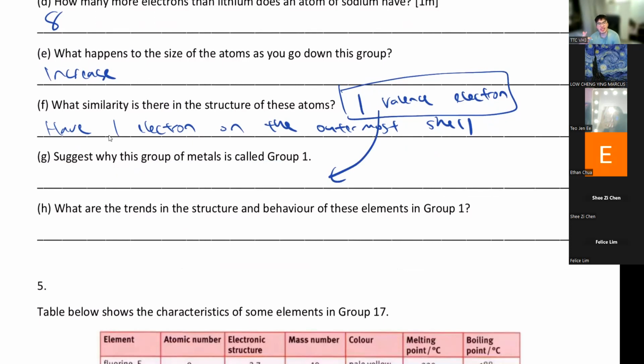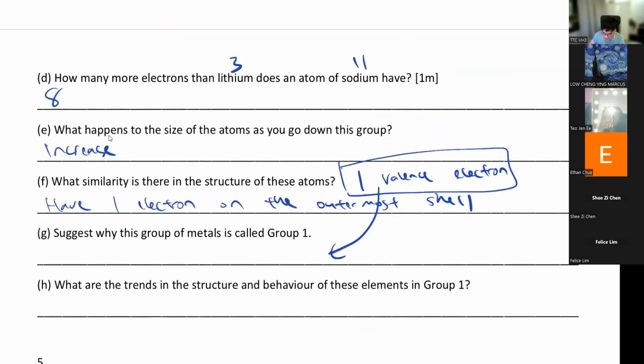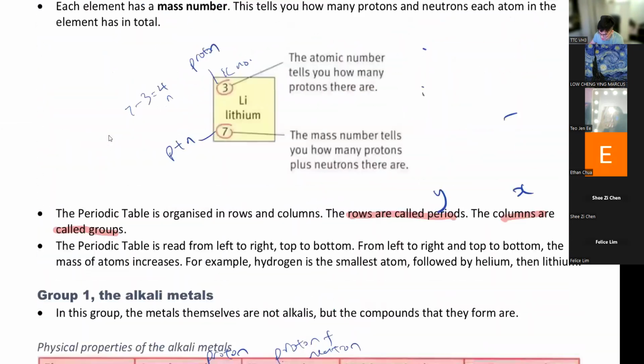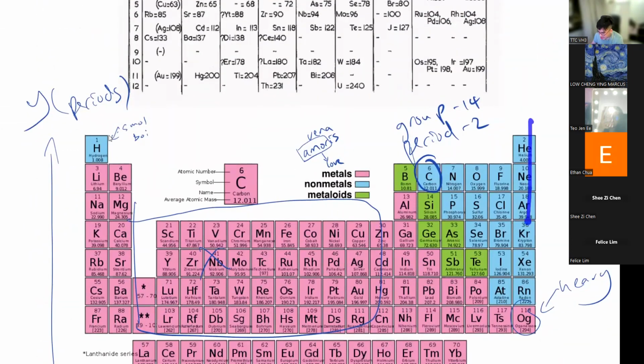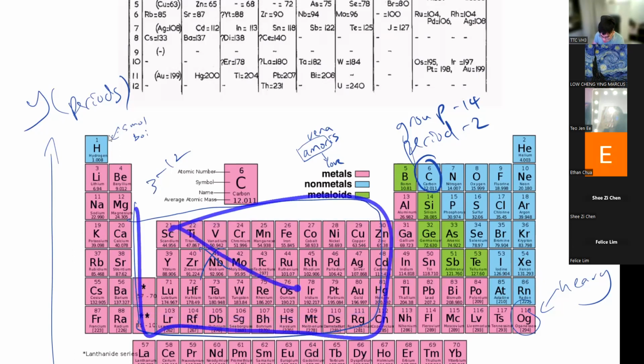You might say, sir, why is 18 not 8? You see, this is group 18, right? Why is the outermost 8? Because, guys, from group 3 to group 12, we usually skip. This just lets you know, group 3 to 12, we usually skip.